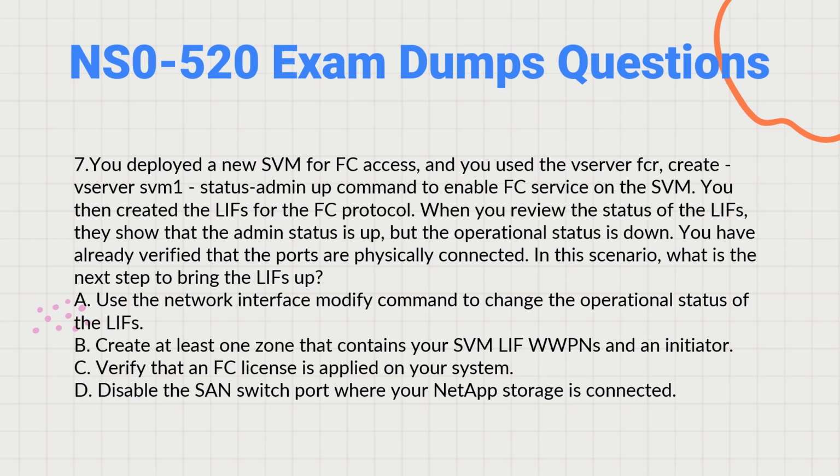A. Use the network interface modify command to change the operational status of the LIFs. B. Create at least one zone that contains your SVM LIF WWPNs and an initiator. C. Verify that an FC license is applied on your system. D. Disable the SAN switch port where your NetApp storage is connected.